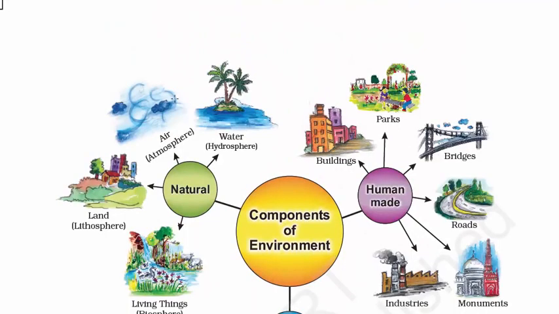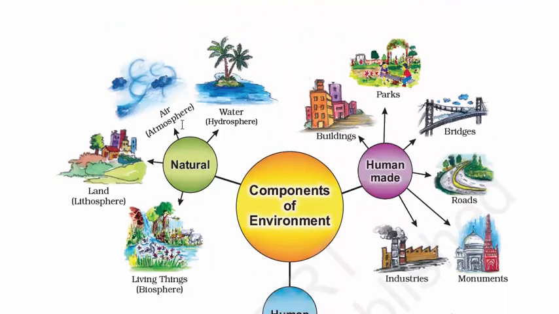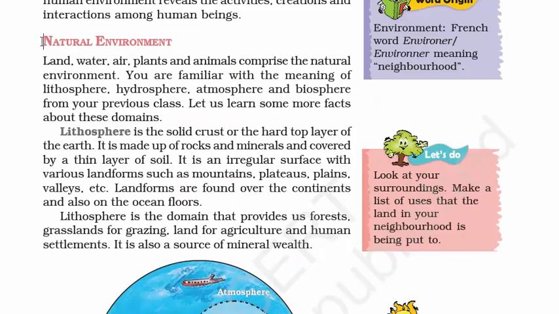So this is the natural part, which is the tree, water, air, land. These are natural, and the human made part is the one which we made on top of that natural resource. Now we'll read about what the natural environment is. In simple terms, land, water, air, plants and animals comprise the natural environment. But we'll try to understand it in a categorical manner.